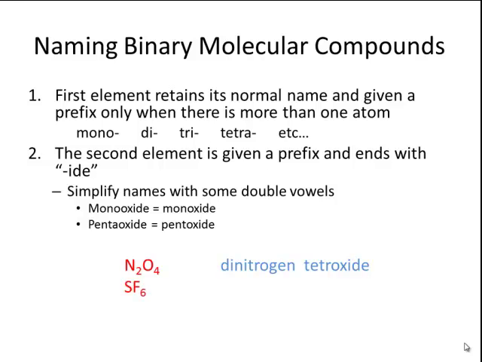Here's another example with SF6. Remember, the first element is going to retain its normal name, and it's only given a prefix if there's more than 1 atom. So since I only have 1 sulfur, the first part of this name is just sulfur. The second element will get a prefix and change its name. So since there are 6 fluorines, the prefix for 6 is hexa, and fluorine is going to change to fluoride. So I will get hexafluoride. So SF6 is also known as sulfur hexafluoride.